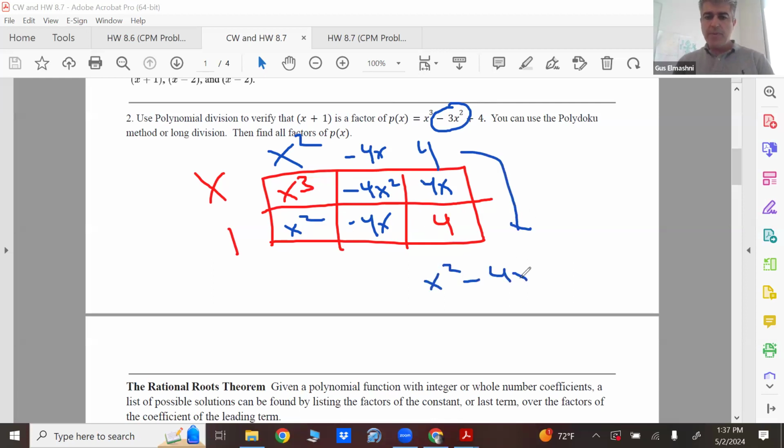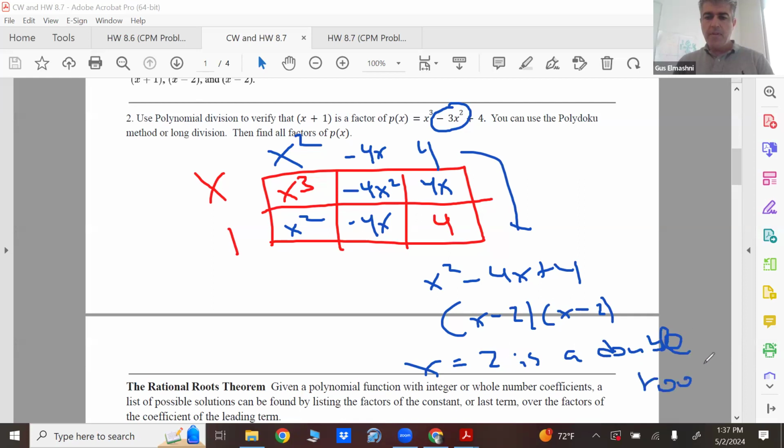X squared minus 4x plus 4. And can I factor that? Sure. X minus 2, x minus 2. X equals 2 is a double root. That's what's happening there, that one.